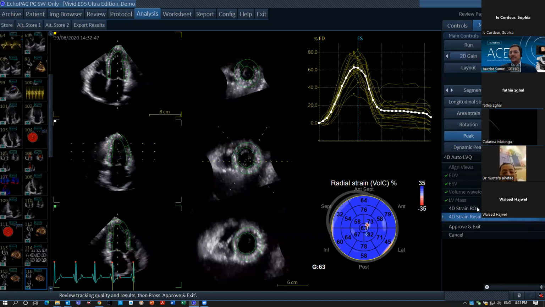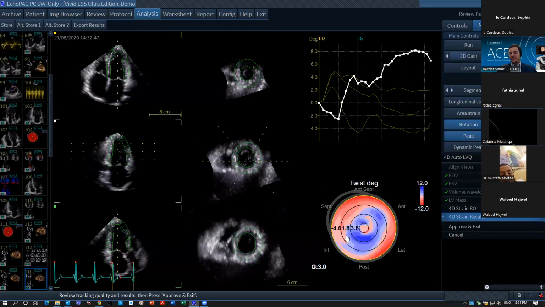And then we also have the rotation, and the rotation shows me the rotation of the basal ring, the rotation of the mid, and the rotation of the apical ring, and then the instantaneous rotation of each one of them, and then the twist, which is the difference between the basal and apical rotation at end systole, in value 3%. Then there's also torsion, and then there's also, again, segmental. We can check each segment.